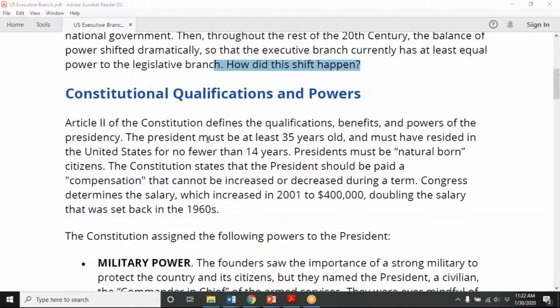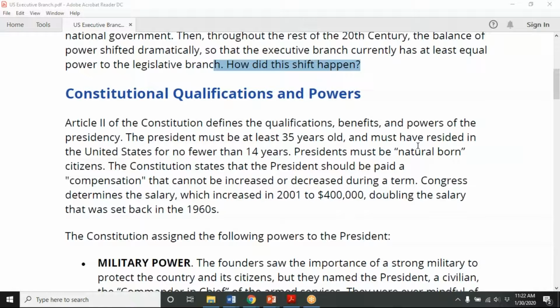You can be a senator, I think, at age 25, and House of Representatives, I'm not sure if there is, maybe it's 25, or maybe there's not a limit. But yeah, that's an interesting detail they tossed in there. And must have resided in the United States for no fewer than 14 years. They want to make sure that you have knowledge.